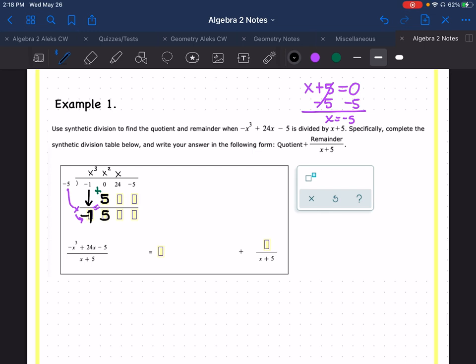And now we're at the point where we repeat. We're going to repeat our multiplication. So the house number times the bottom number equals, and we put it right here. So -5 times +5 is -25. You're going to add down. That would be -1.